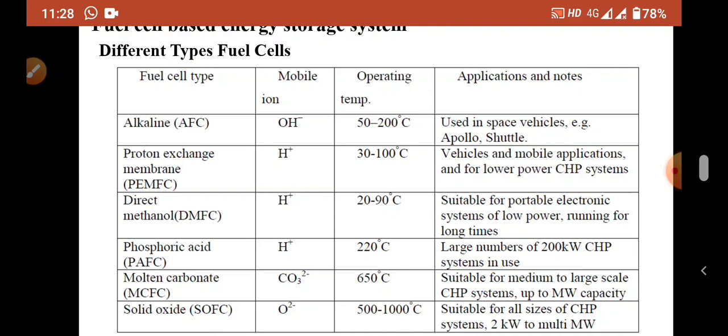Last one is solid oxide, SOFC. It operates at a very high temperature, about 1000 degrees Celsius. Here also cogeneration is possible, so it is suitable for all sizes of CHP system, 2 kilowatt to multi megawatt. So this is all about the types of fuel cells.